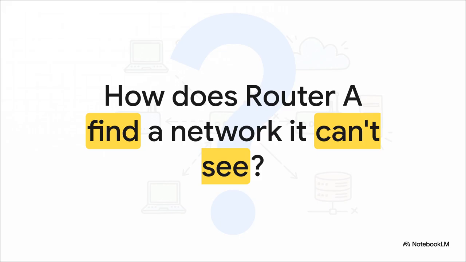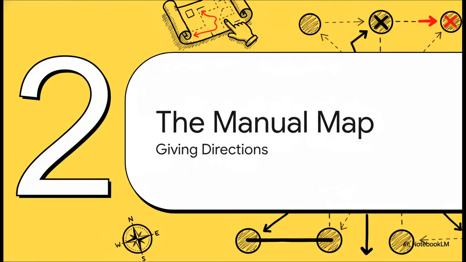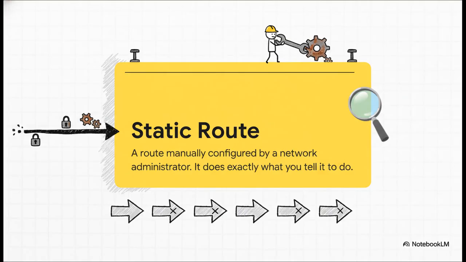So how do we fix that? How do we make it see? We fix it by giving it a manual map. That's the solution. Instead of waiting for the router to magically discover other networks, we're just going to step in and explicitly tell it, hey, to get to that destination, you need to go this way. And that right there is the textbook definition of a static route. It's a path that you, the network administrator, configure by hand. It's not smart, it doesn't adapt, it doesn't think for itself. It does exactly, and I mean exactly, what you tell it to do, period.